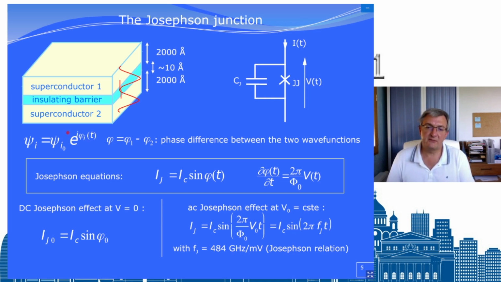I put back the explanation of the wave function, right? Wave function on each side has an amplitude and a phase. And phi, again, is a difference of phase between these two superconductors. It's a symmetric device, right? So all curves are anti-symmetric. And so you can use phi1 minus phi2 or phi2 minus phi1. It doesn't make big difference, right? There is no polarity on this device. So there are two equations.